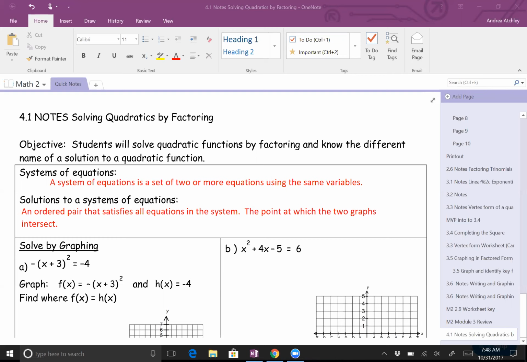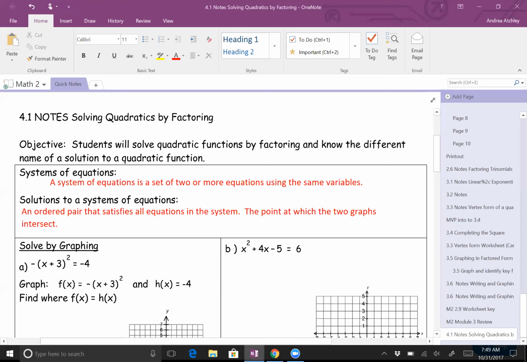Sometimes systems of equations can have no solutions. Sometimes they can be the exact same thing, so it means all of the real numbers will work. For this, we're probably only going to have one or two answers for our systems with parabolas and quadratics. And if you graph it, the point at which the two graphs intersect, that is the solution. Okay, we got that all written down?